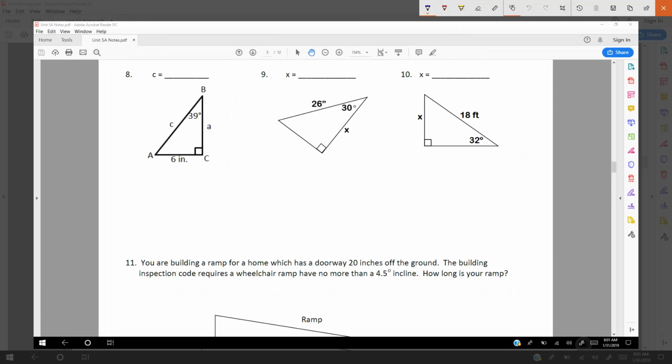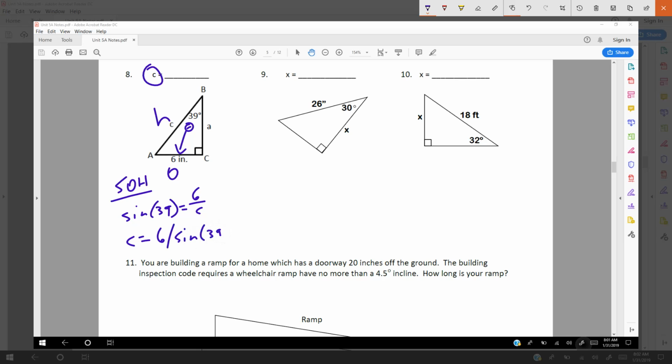So the next one, C. This one they're asking for the C. It's the exact same problem, but they're asking for this one. So if this is my camera, the one I know is the across, so that's my opposite, and they're asking for the C, the hypotenuse. That's opposite and hypotenuse. That's the SO. So SOHCAHTOA. So sine of 39 equals opposite over hypotenuse, 6 over C. Again, switch them, so C equals 6 divided by sine of 39. And you get C equals 9.534.